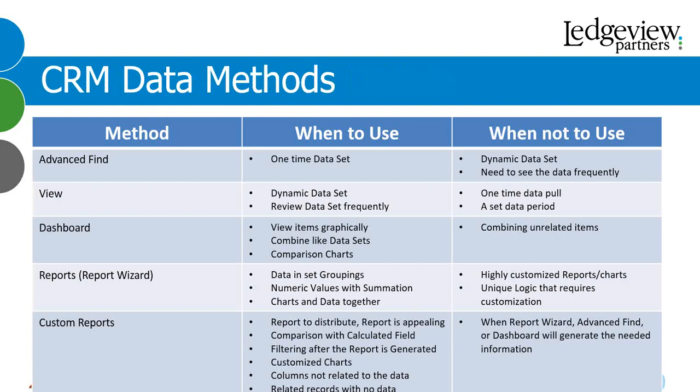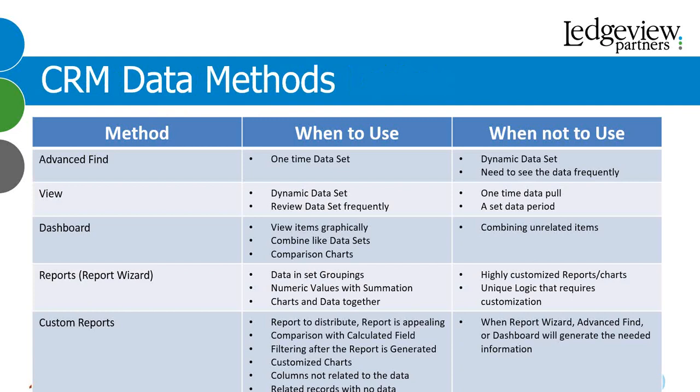Customized charts, as I said, with the report wizard, it's very basic. Columns not related to the data set. You can really only go one relationship deep to pull a column. You can't go 2 relationships deep, meaning opportunities, accounts to the opportunity to the activity. You can't pull that activity information.